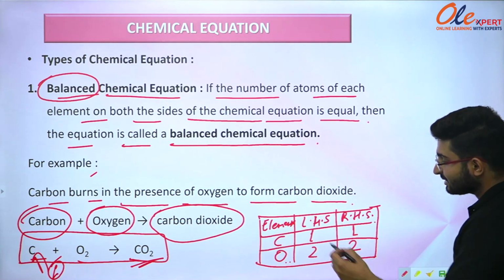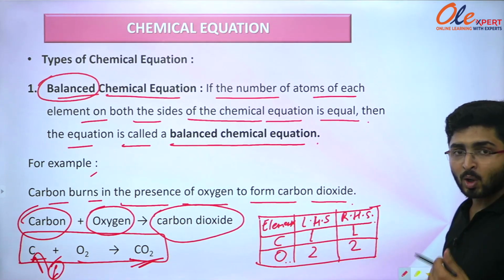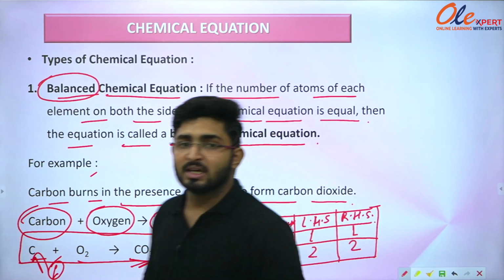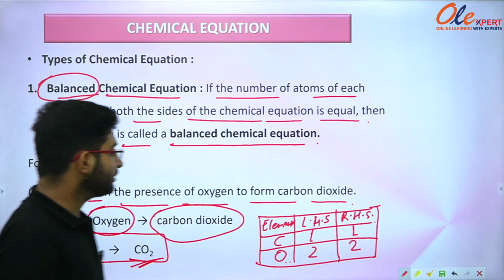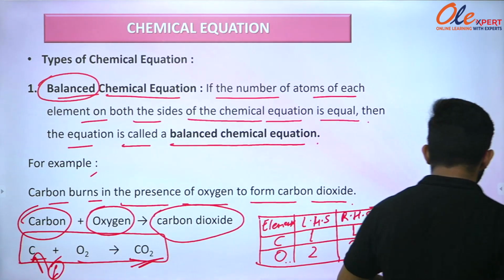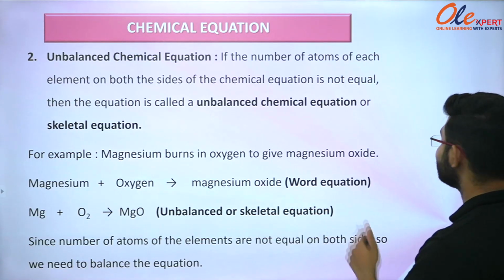So that's why you can see the number of atoms are equal on both sides of the chemical equation. So that's why it's a balanced chemical equation. Okay. Now we are moving on to the next type of chemical equation, that is the unbalanced chemical equation.